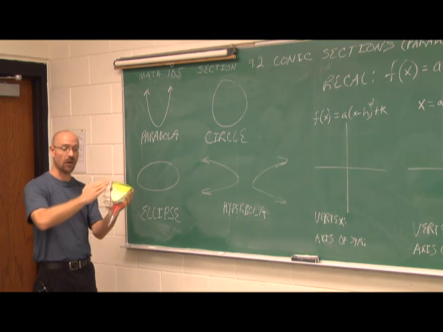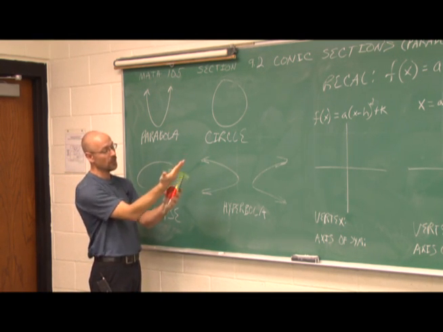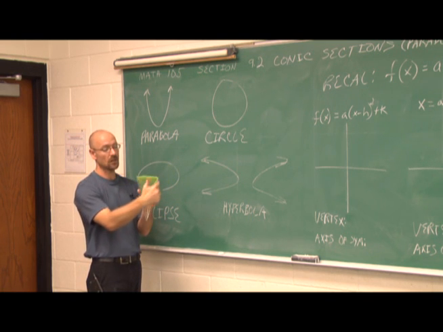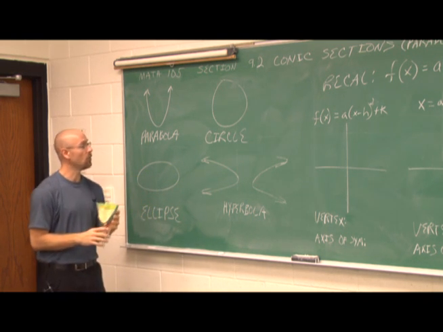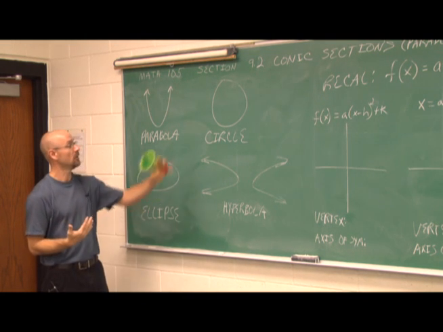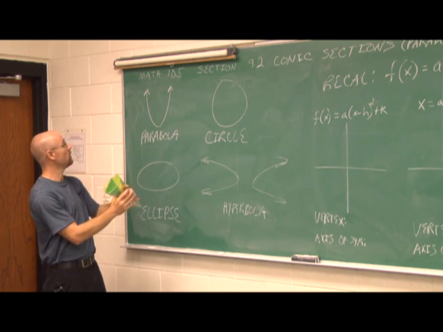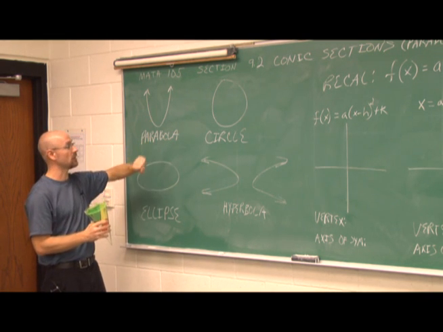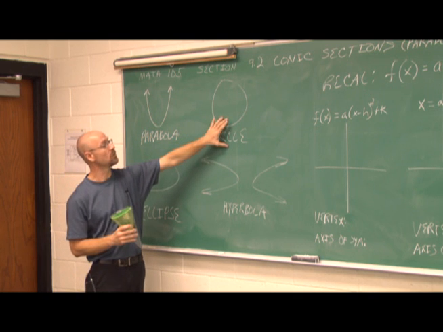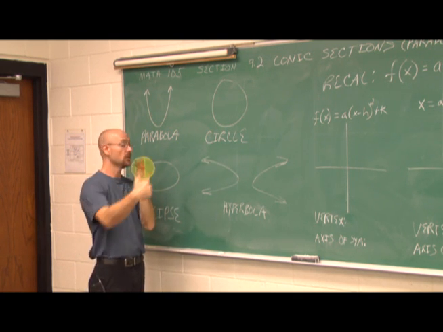And it depends on how I slice it. If you can see it on the camera, the angle at which I cut it creates this parabola shape. Well, what if I took the cone and cut it straight across? What shape would that give me? Well, that would give me a circle. And we already know that a parabola has an equation that describes it. In 9.3, we'll see that there is actually an equation that describes the shape of a circle.